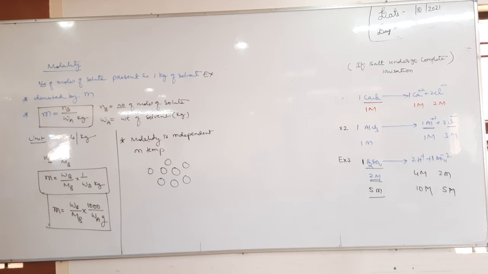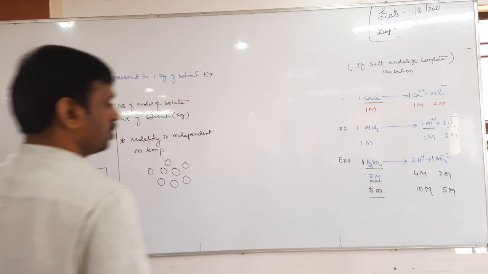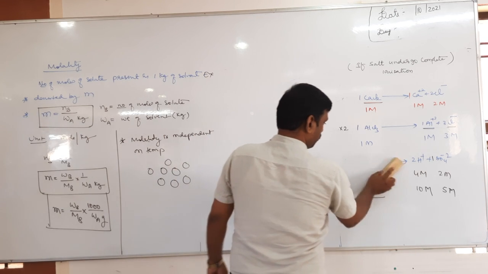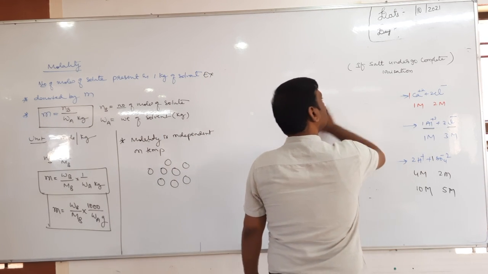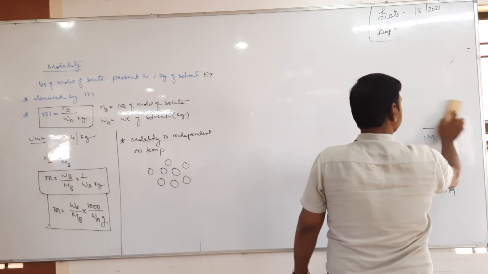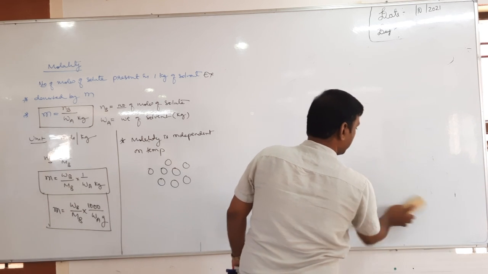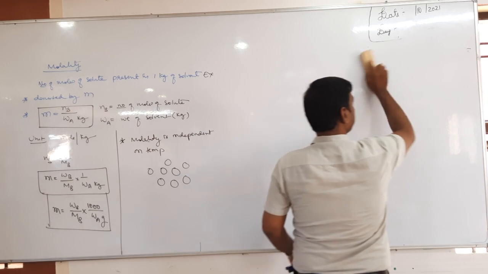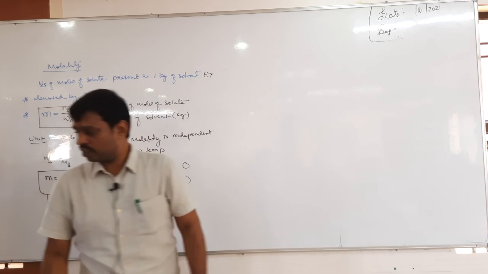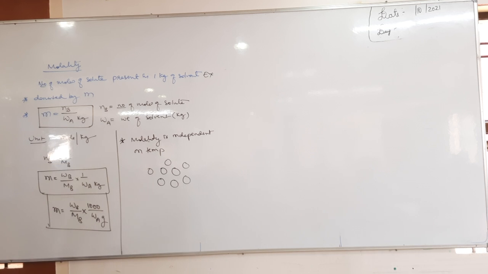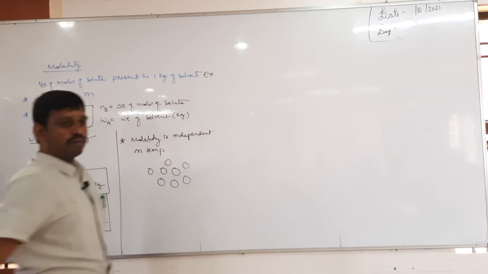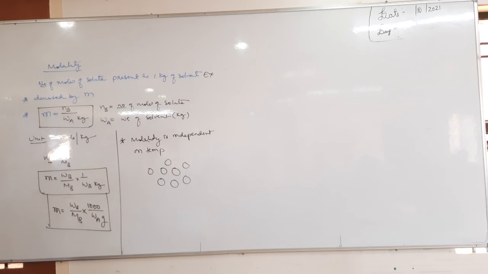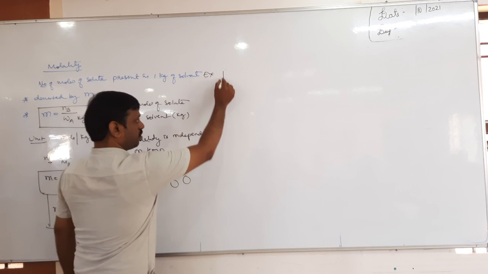Next problem: 4 grams of sodium hydroxide dissolved in 250 ml of solution. Find the molarity, capital M. The answer is 0.4. It's very simple.